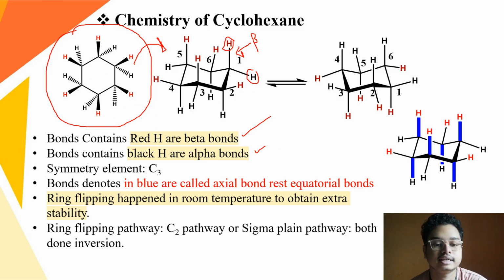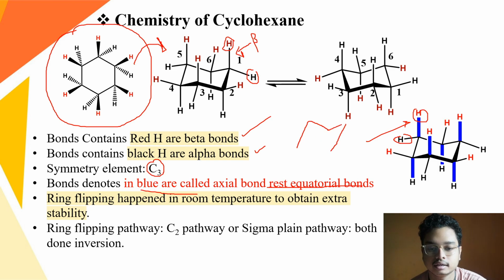And the cyclohexane contains a C3 symmetry element. Okay, and in this figure you can find that the bonds denoted in blue are called axial bonds, and the rest, denoted in black, are called equatorial bonds. You have to draw this particular structure, and the easiest way to draw it is to first make these two lines and join them, and you make a cyclohexane. Simple. Okay, this is how you make the cyclohexane chair form.